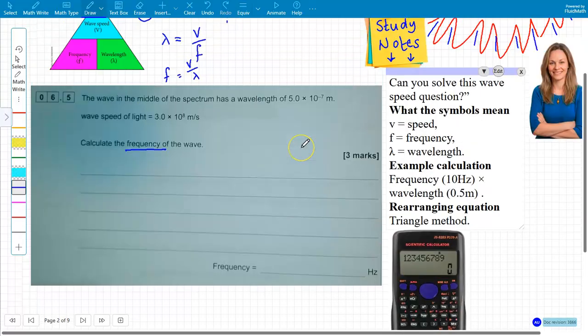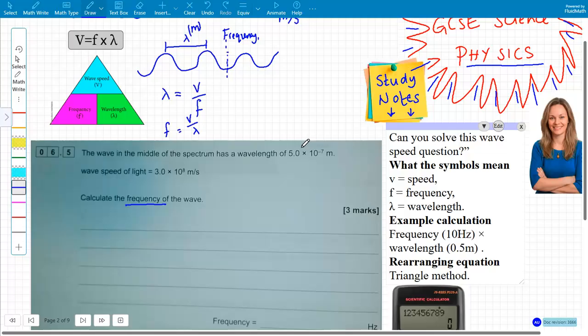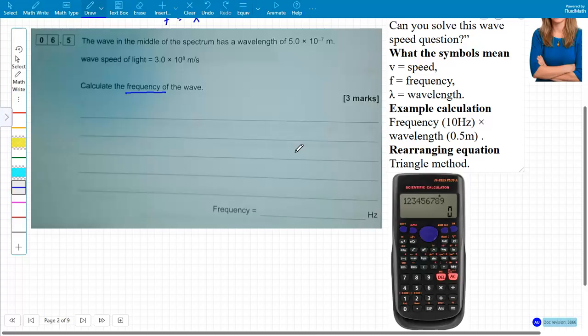So we go back to our equation and we figured out that if we want frequency, we have to divide wave speed by wavelength, which we've got both of those, so we'll just write it out again. We've got 3 marks for this question, so let's make sure we get all of those marks. So frequency is equal to wave speed divided by wavelength. The wave speed is 3 times 10 to the power 8, and we're going to divide that by 5 times 10 to the minus 7.